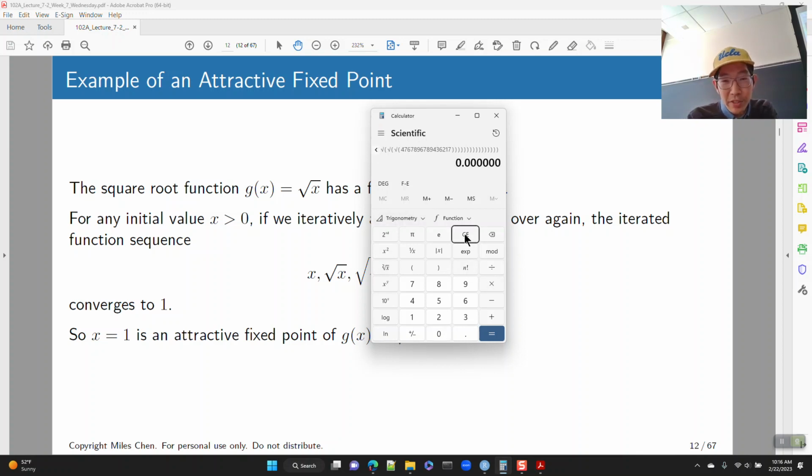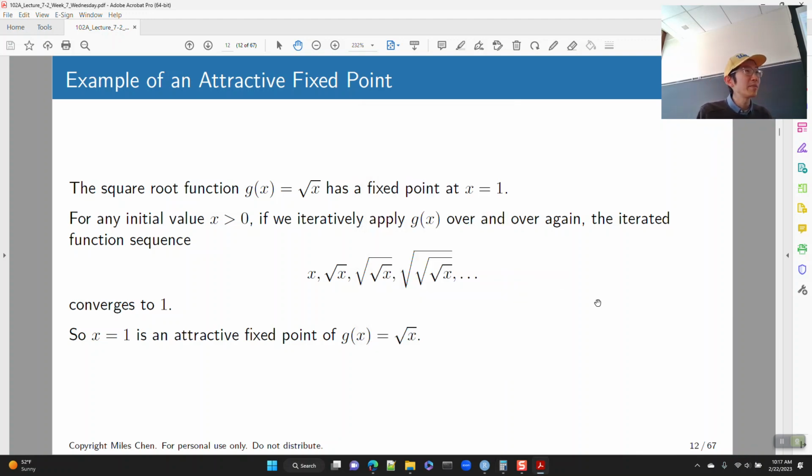Going in the opposite direction, I can start off at some really small value close to 0, and I take the square root, and I get 0.34, square root of that is 0.58, square root of that is 0.76, 0.87, 0.93, 0.966, 0.983, 0.99, and eventually I'm at like 0.9999 something, right? So the square root function has an attractive fixed point at x equal to 1. You start at any value, you keep taking the square root, eventually that is going to converge to the value 1. So that's the idea of an attractive fixed point.